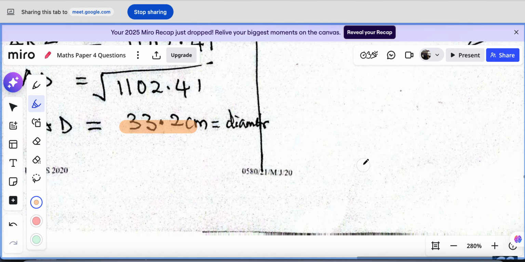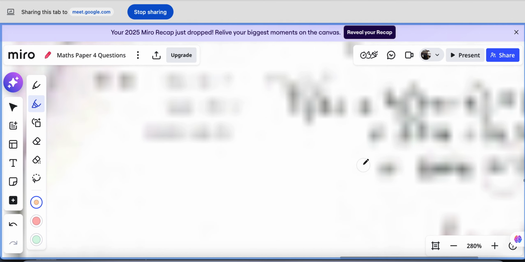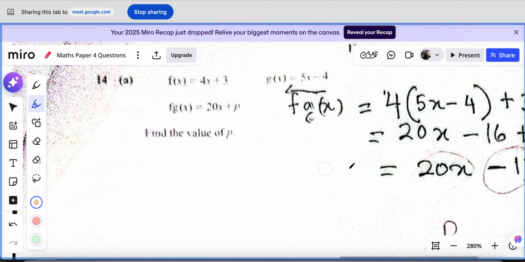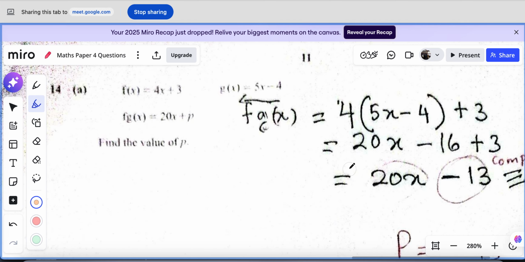Okay, now let's move to the next question. I think question 12 was skipped. However, it's okay, it's not going to be a big deal. Now let's go to question 14. We have 14a: f of x equals 4x plus 3, g of x equals 5x minus 4, and then fg of x is 20x plus p. Find the value of p.